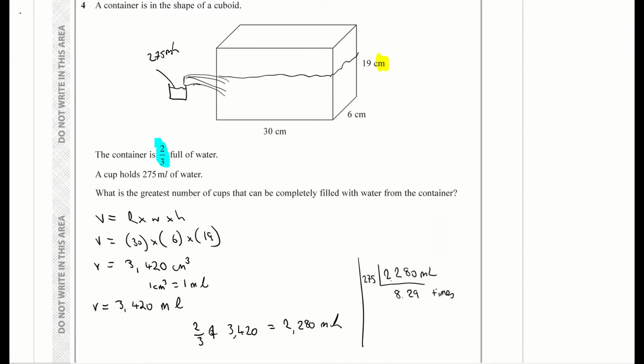Now, the question wants to know the greatest number of cups, so we're going to assume they're full cups, completely filled with water. That means that I can only fill 8 cups from the tank. And that is question 4.